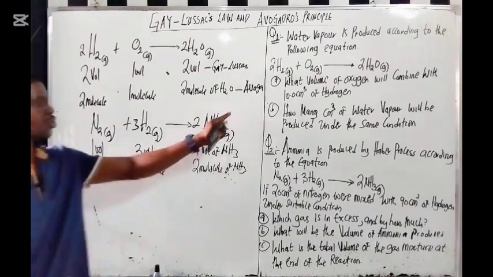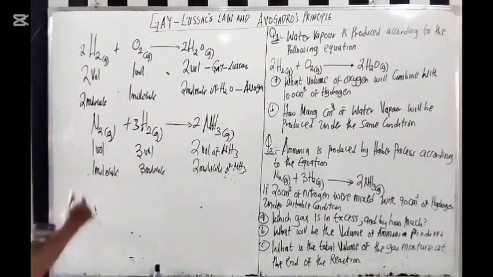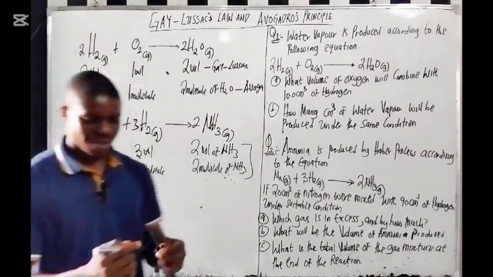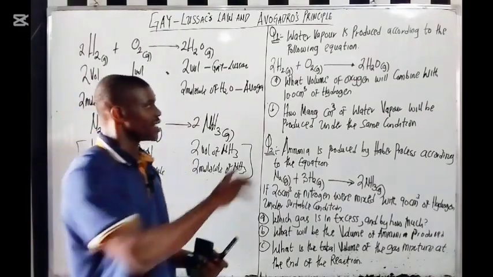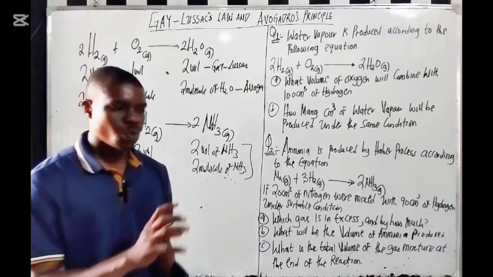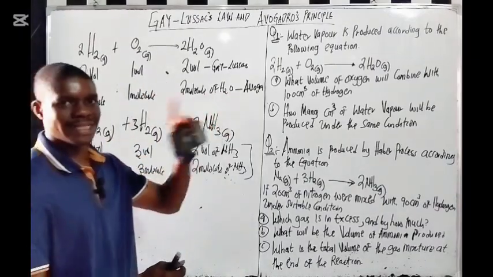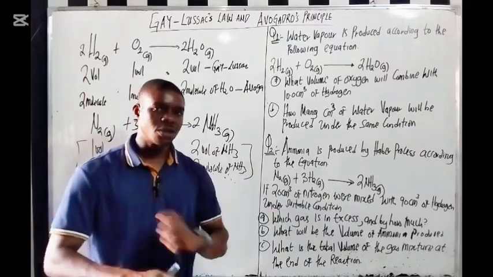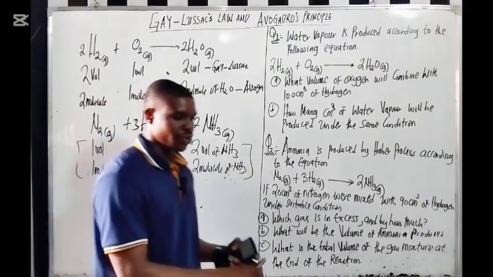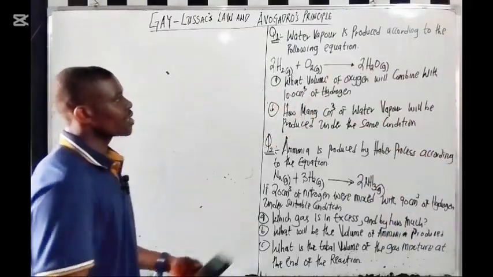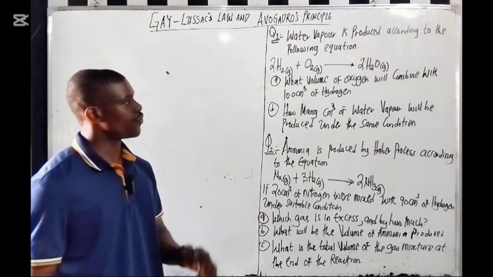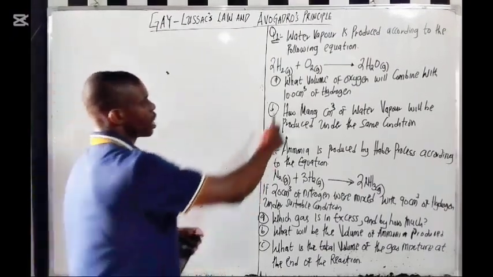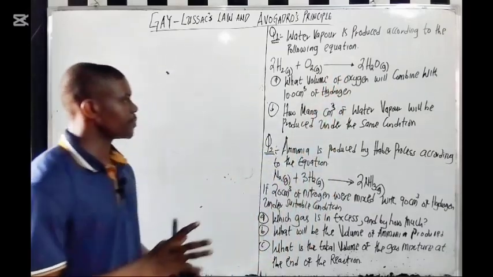Now this is what I am going to use. It is this balanced volume and balanced molecule you are going to use to solve problems in a chemical reaction. Do you understand? So we have a good question on the board, right? By the time I finish teaching here, you should be able to master this type of question. Water vapor is produced according to the following equation.